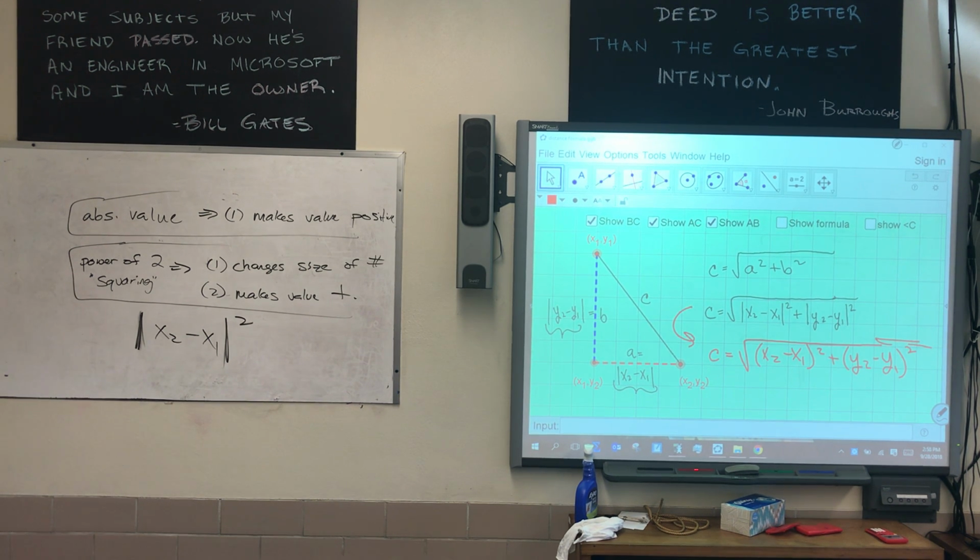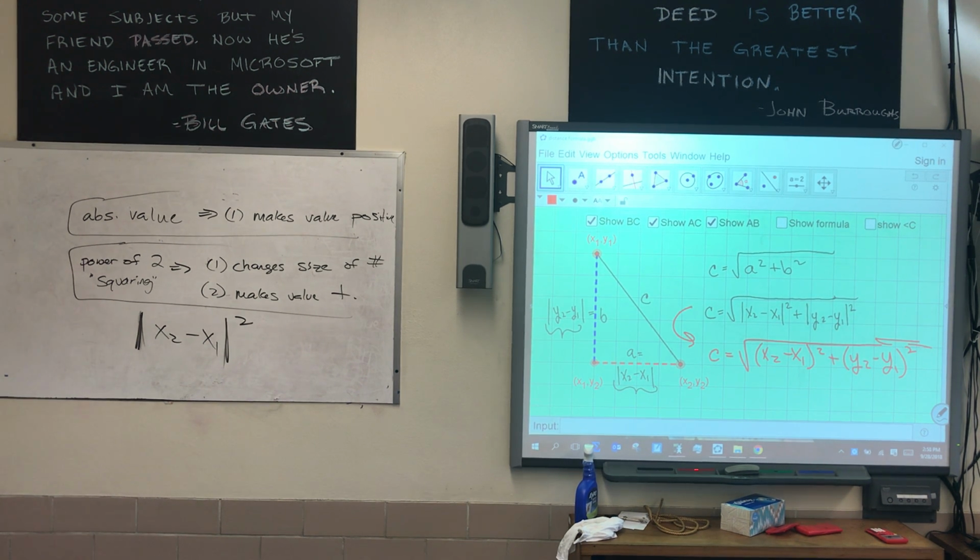Does that make sense? But I can't get rid of the power of 2 and keep the absolute values, right? Because the power of 2 is doing something extra that the absolute value bars do not do. It's making that value change, right? Okay? So you can't just choose which one you want. You've got to choose the one that is getting taken care of by the other operation.